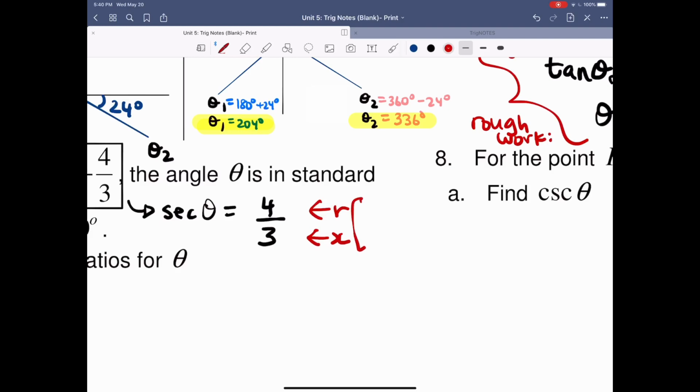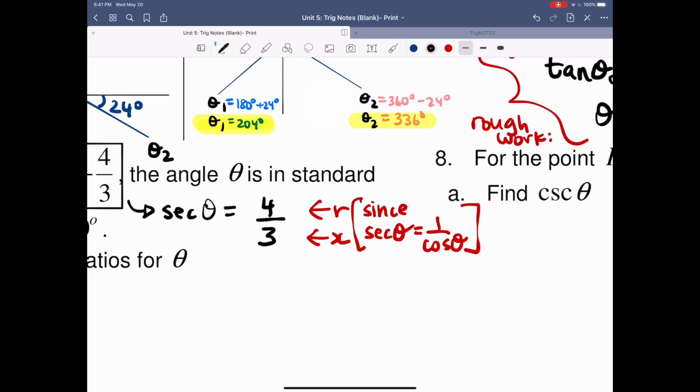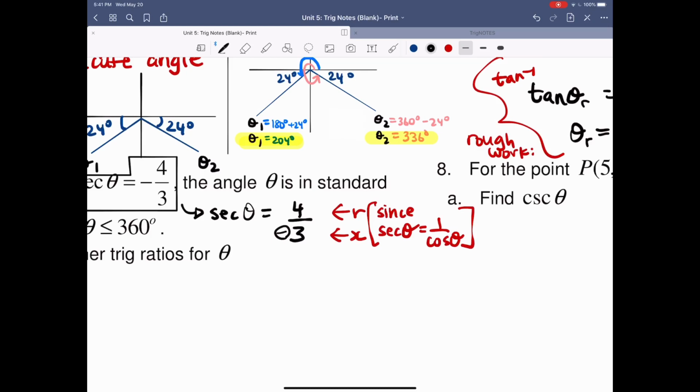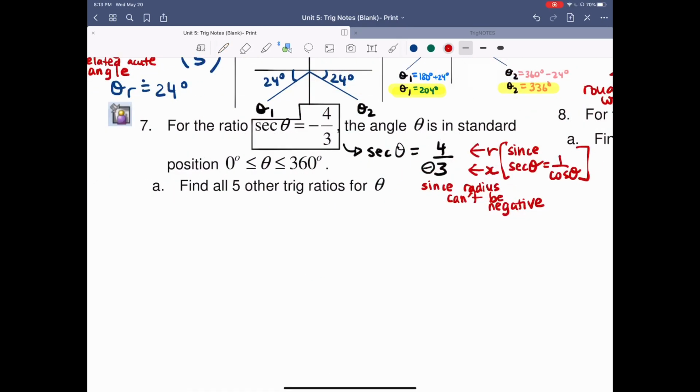So recall that the 4 will be the radius and 3 will be the x, since sec theta, or secant theta, is equal to 1 over cos theta. So based on that, because radius can't be negative, I'm going to write x as a negative. I'm going to actually put the negative in the denominator. Radius can't be negative.